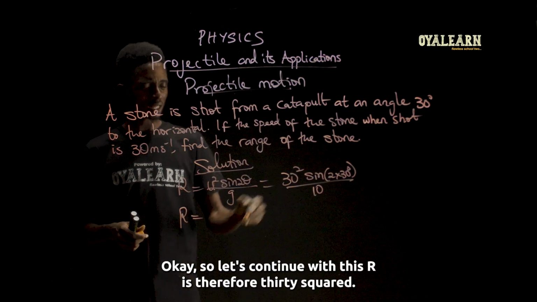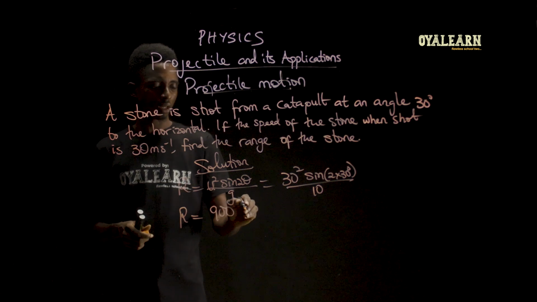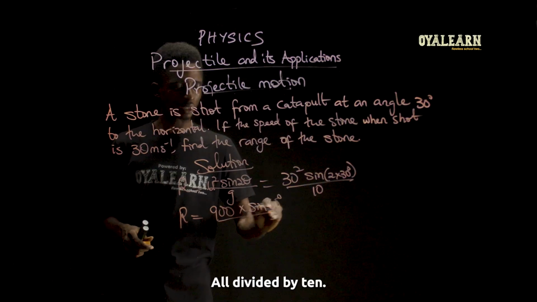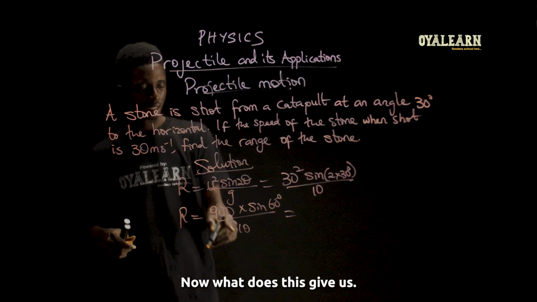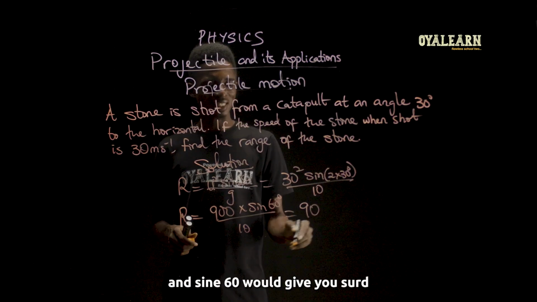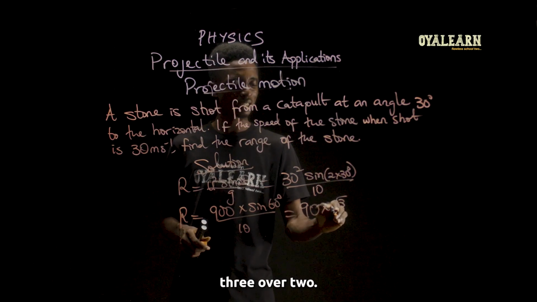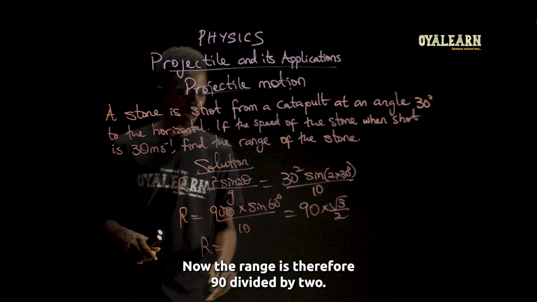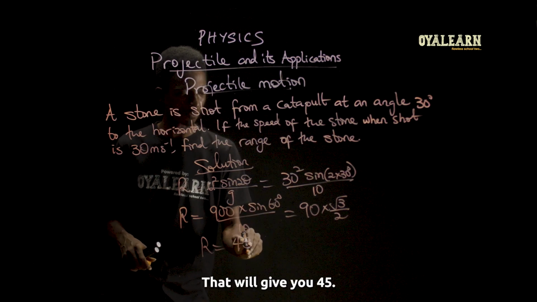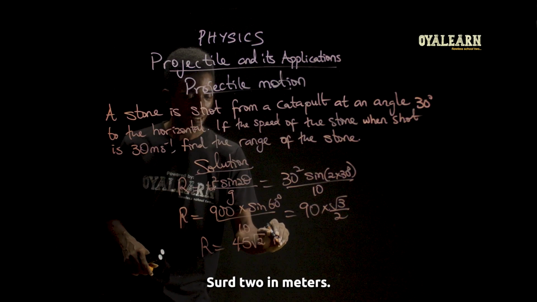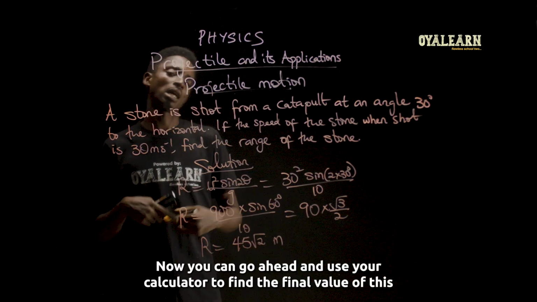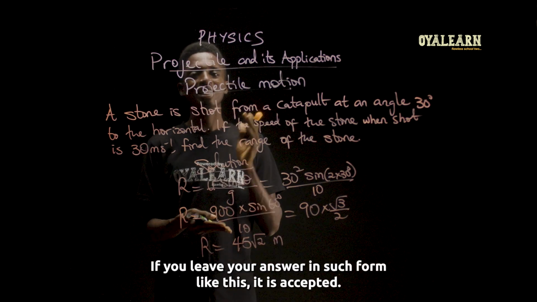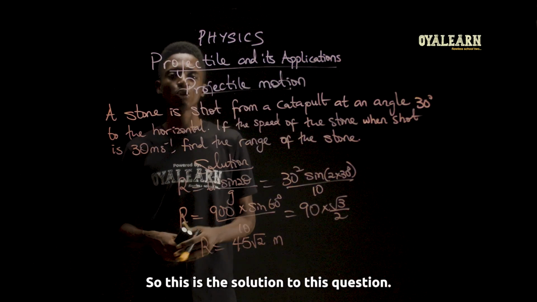R is therefore 30 squared, that will give us 900, multiplied by sine 60, all divided by 10. Now, what does this give us? This would give you 90, and sine 60 would give you root 3 over 2. Now, the range is therefore 90 divided by 2, that will give you 45 root 3 in meters. Now, you can go ahead and use your calculator to find the final value of this, but even if you leave your answer in short form like this, it is accepted. So this is the solution to this question.